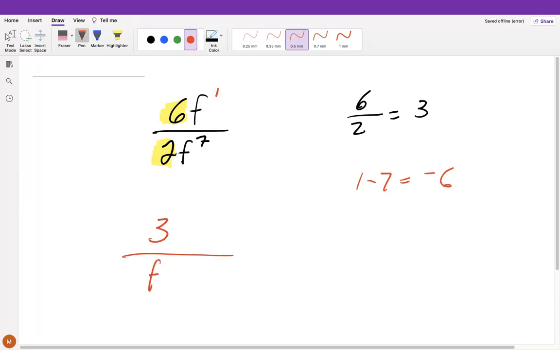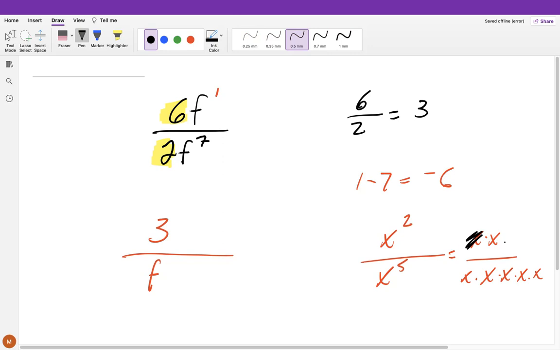So that means my answer is going to have to be in my denominator, because if I had x squared over x to the 5th, when I expand these out and start to simplify and cancel out, I see that I'm canceling everything in my numerator, but that's leaving 3 x's in my denominator. So since there's more x's in my denominator, that means that my answer is going to end up in my denominator.